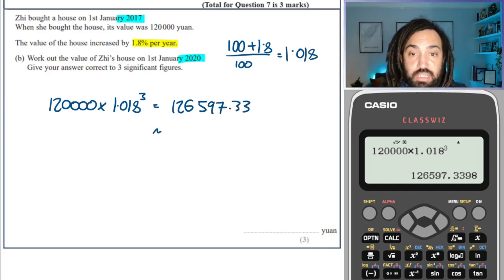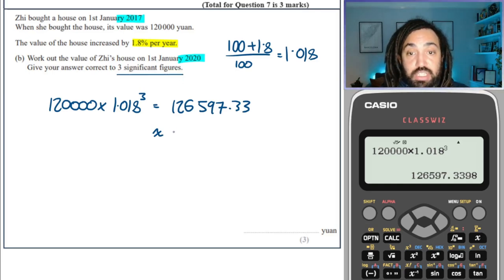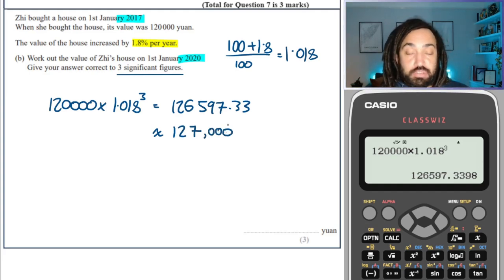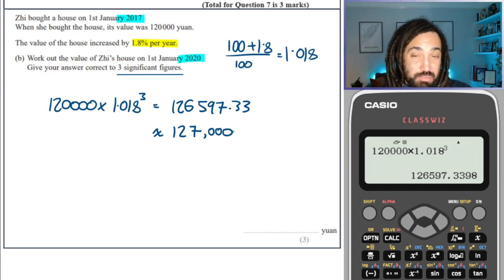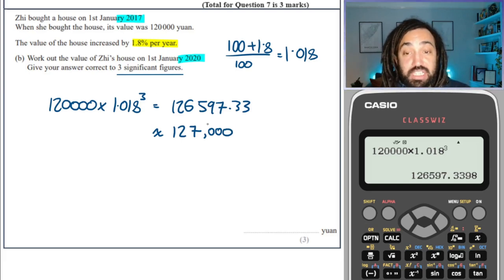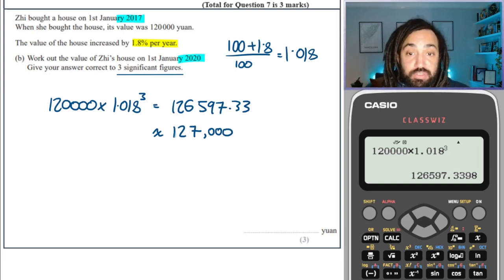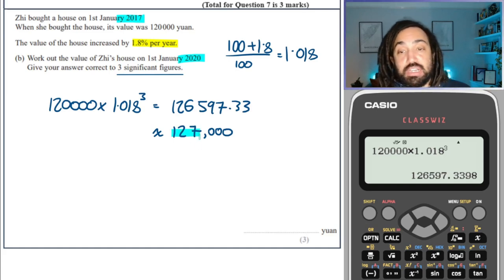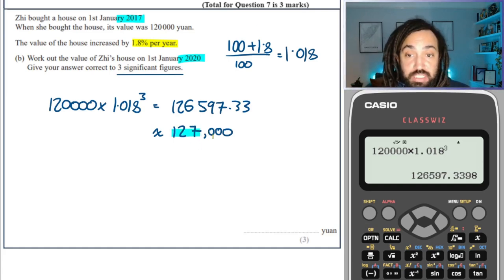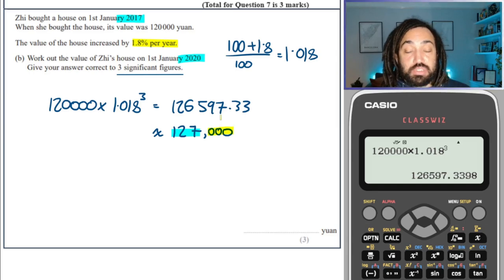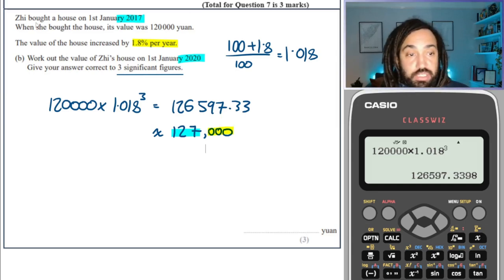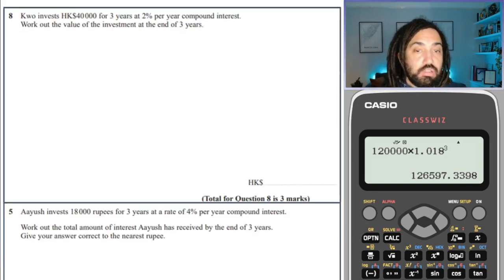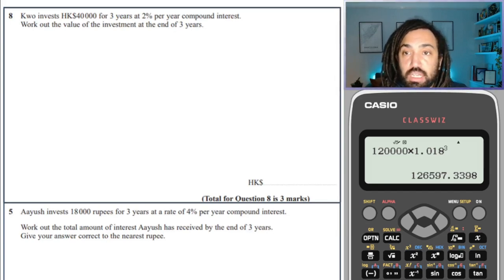597.33. And then it says round to 3 significant figures, so that's 127,000. We don't need to put anything after the decimal point when you're doing significant figures, and we've already reached the 3 significant figures with the 1, 2 and the 7. Then we just follow and put the rest of the digits in 0 in order to give the number the correct magnitude. Perfect.